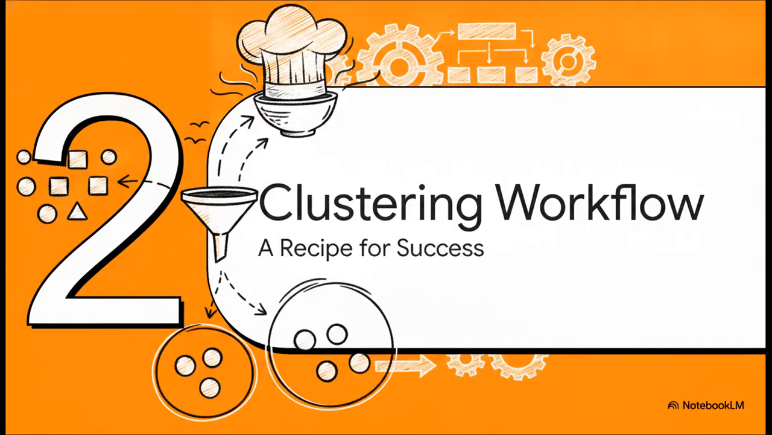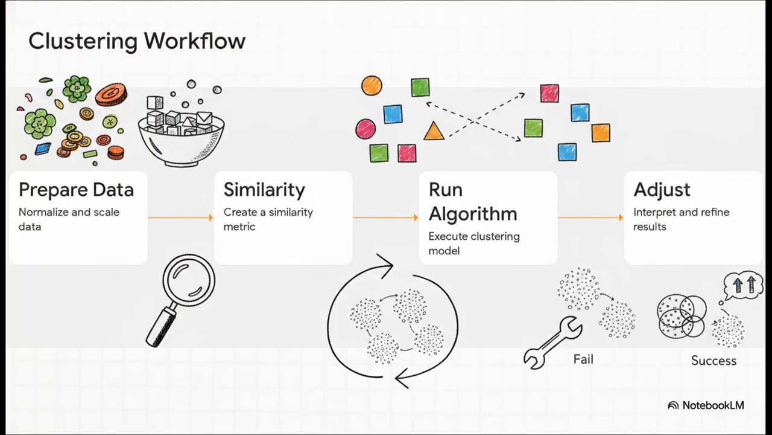Moving right along to Section 2, the clustering workflow, which is essentially our recipe for success. You can think of this workflow like a really strict recipe. Step 1, prepare your data. Step 2, create a similarity metric. Step 3, run your clustering algorithm. And Step 4, interpret those results and adjust. I literally cannot stress this enough. You could have the most flawlessly designed algorithm in the world, but if your raw data ingredients aren't prepped correctly in Step 1, your final result is going to completely fail.